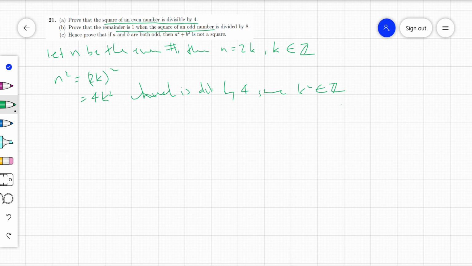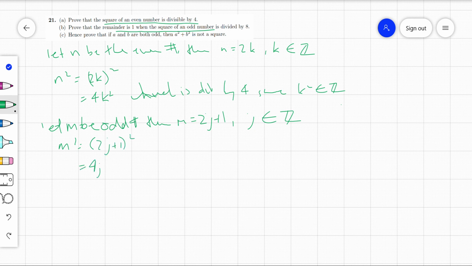Okay, so now we're squaring an odd number. So let's let m be the odd number, and then we would have m in the form 2j plus 1, for some integer j. Alright, so let's have a look at the square this time. So (2j plus 1) squared, we've got 4j squared, we've got a 4j, we've got a 1.